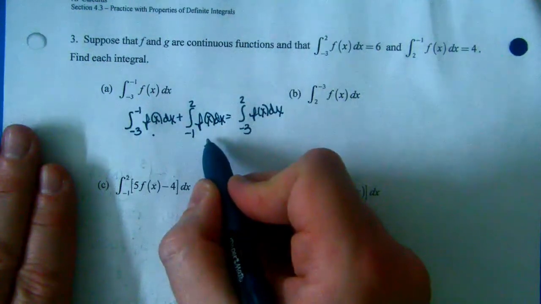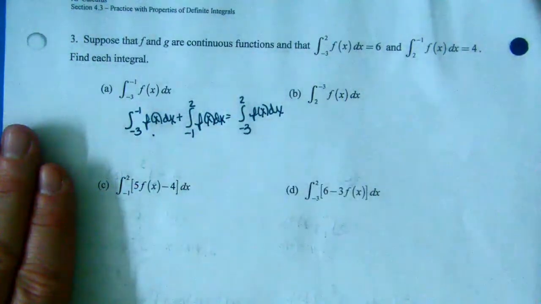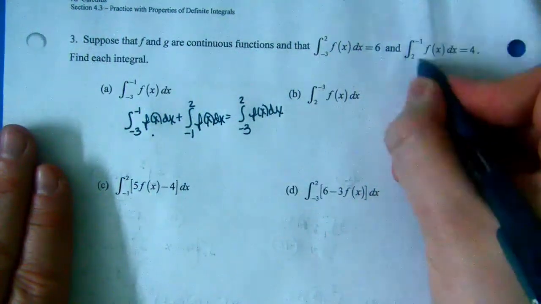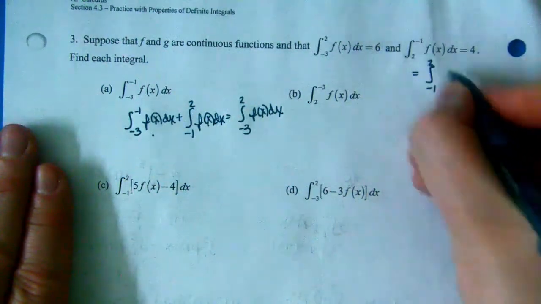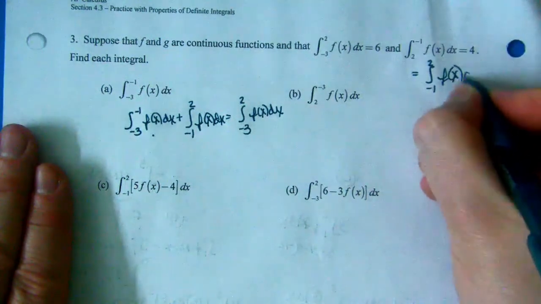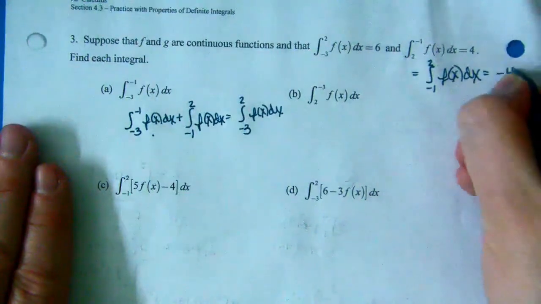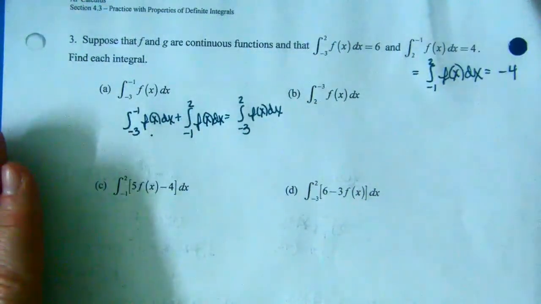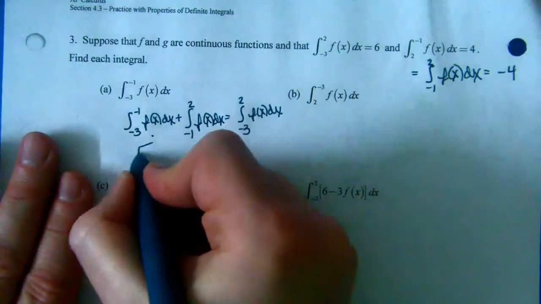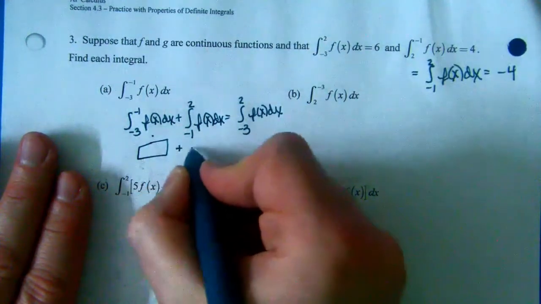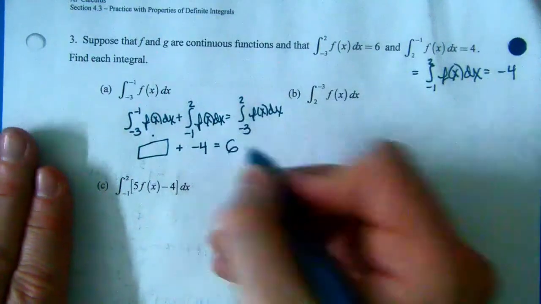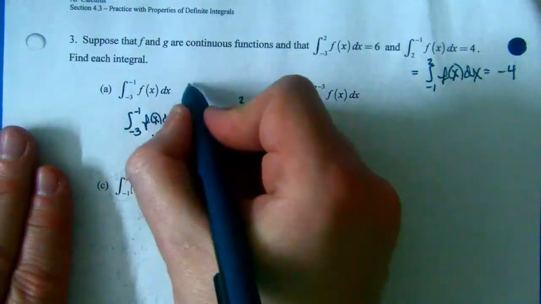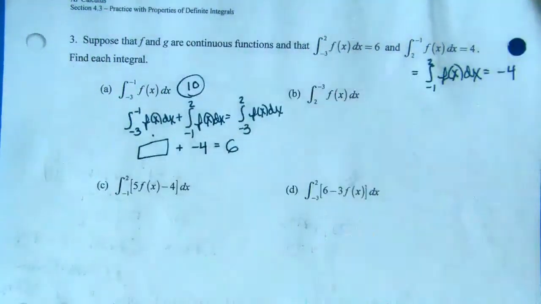This, I kind of gave it to you. You know what, I don't really like this problem over here. How about I change this to the integral from negative 1 to 2 of f of x dx? That's going to equal negative 4. Now I can say this is the thing I'm looking for, plus negative 4 equals this thing over here I told you was 6. What's the integral I wanted to find? It's 10.